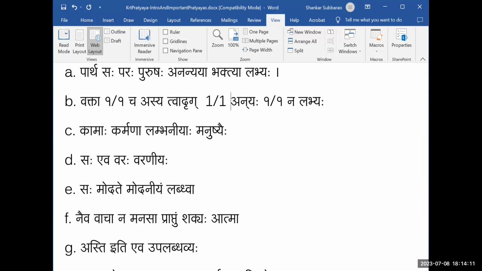Other speaker is not gained, correct? Yes. Okay. So now twadrik means what?